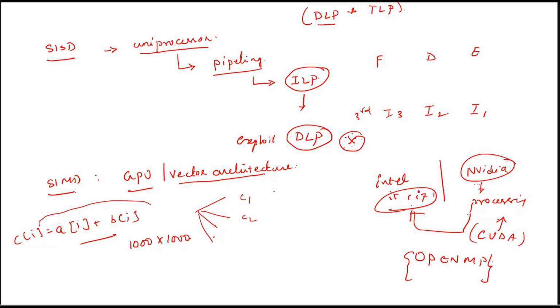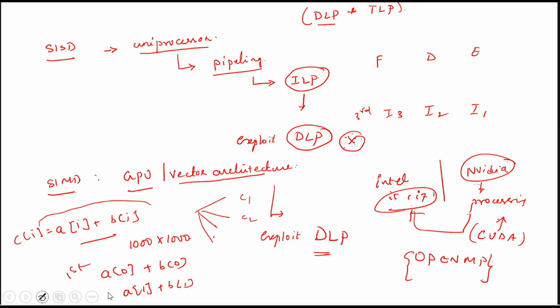Using SIMD, which parallelisms can we exploit? Thread level. Yes? Data level. Again, data level. What we are trying to do is the instruction is the same, the only thing is it is going to operate on different data. The first processor is going to operate on this, the second processor is going to operate on A of 1 plus B of 1. You understood or not? Okay. So SIMD is also exploiting the data level parallelisms.